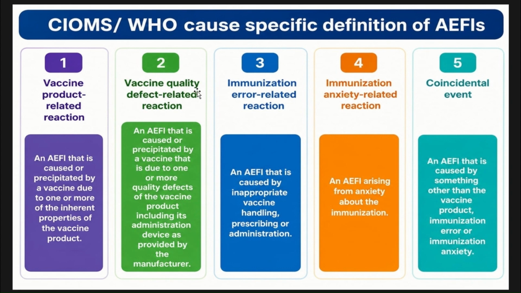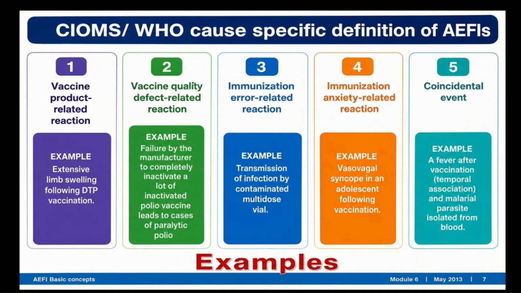And the next one is vaccine quality defect related reaction. Here this adverse event is due to the manufacturer of the vaccine. This is because there is a defect in the quality of the vaccine, or there is a defect in the device provided by the manufacturer to administer this vaccine. When you consider an example, in the case of polio vaccine, suppose the manufacturer had failed to completely inactivate the polio virus, then what happens if this vaccine is injected into a person? The person will be infected by this disease. So paralytic polio after taking this polio vaccine is an example. Here the manufacturer didn't completely inactivate the polio virus, so as a result the person now has a disease due to that. So this is vaccine quality defect related reaction.